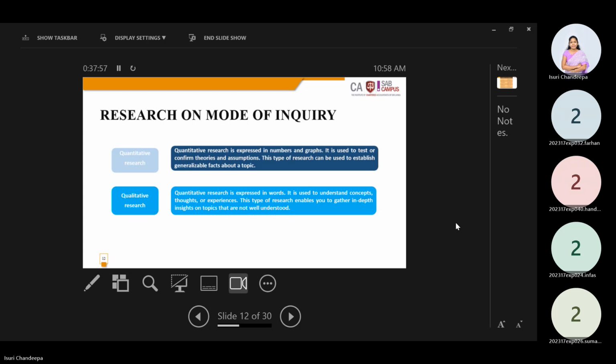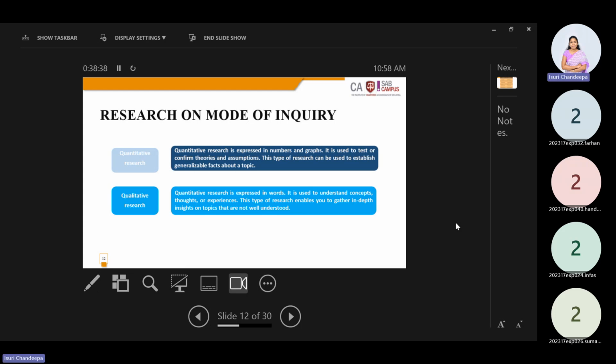Perceptional study. Example for qualitative research: economic growth of the country. So you want to convert it into a perceptional study. How? It becomes a quantitative study, right?